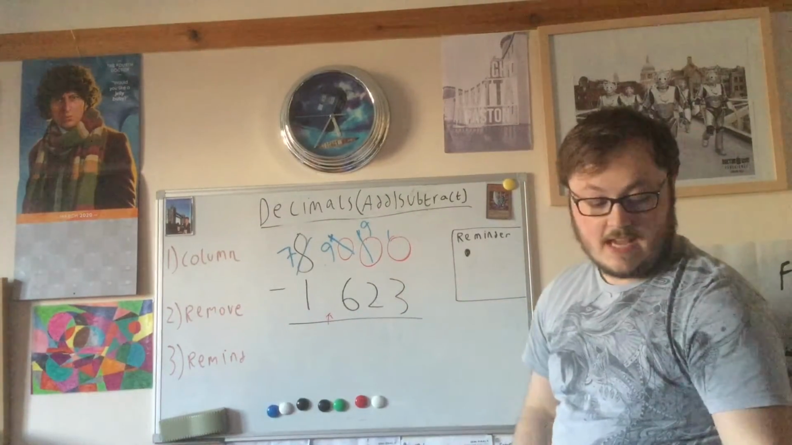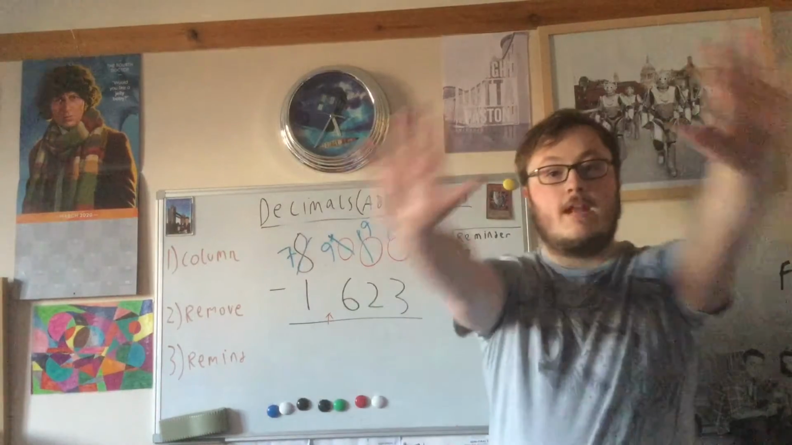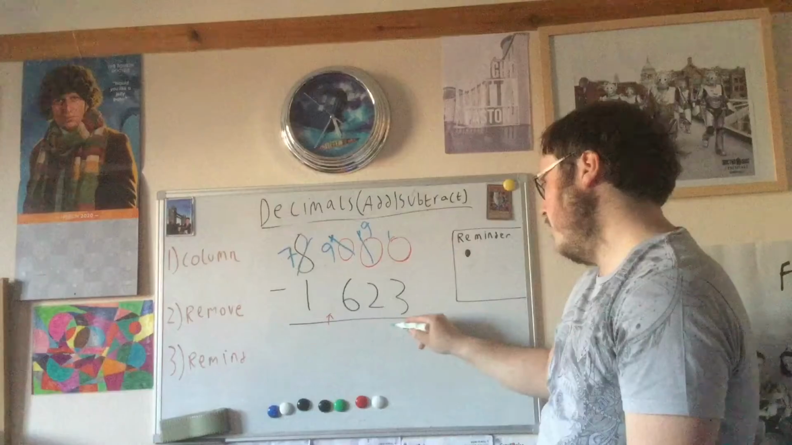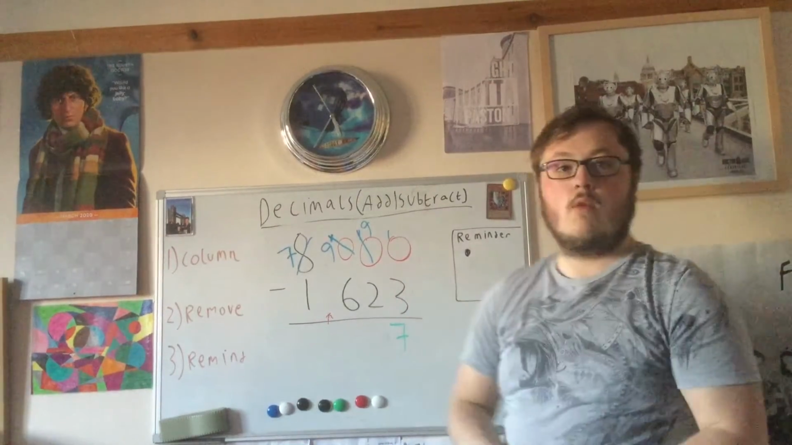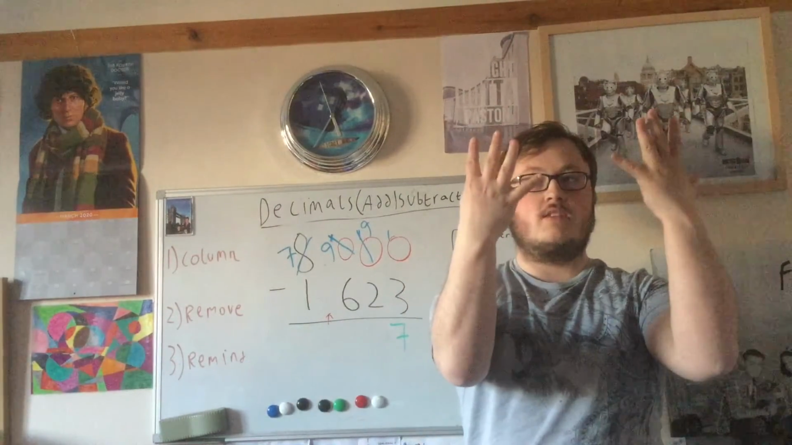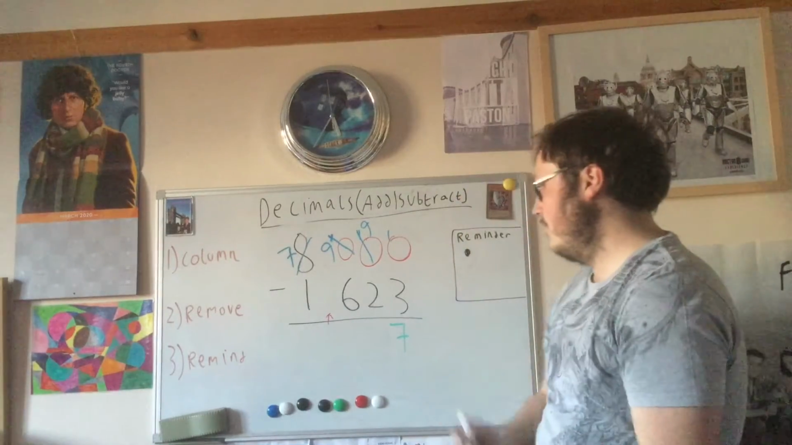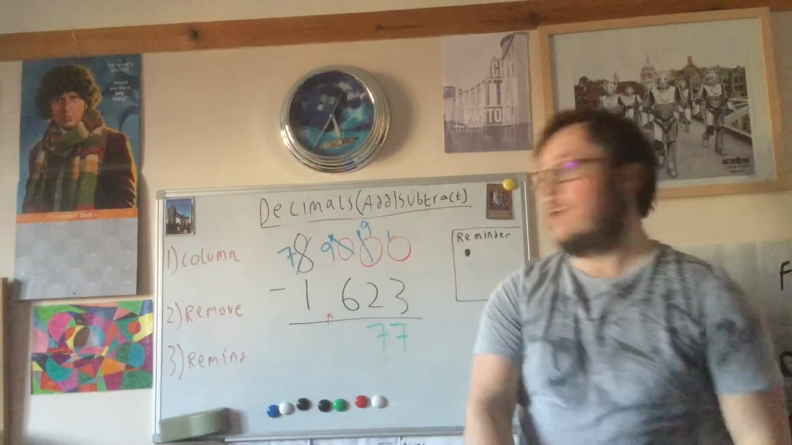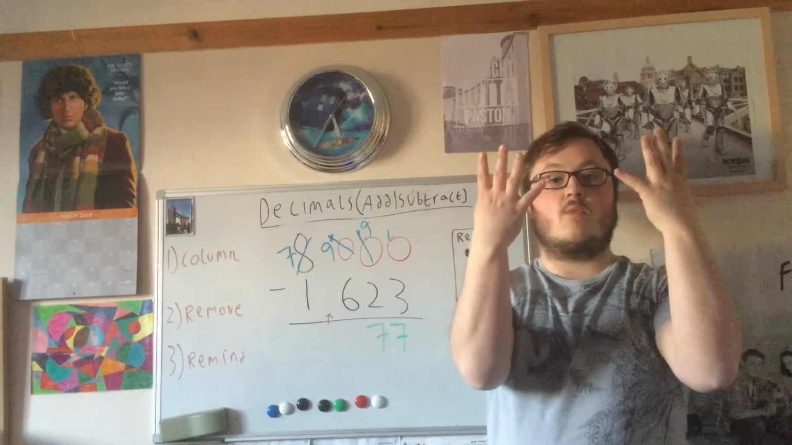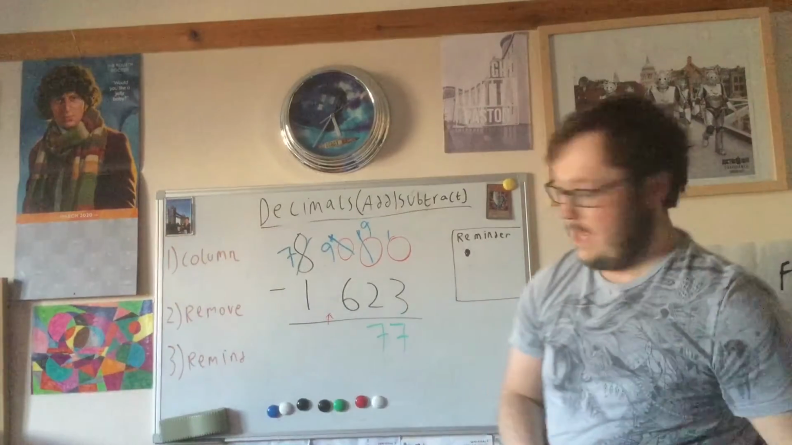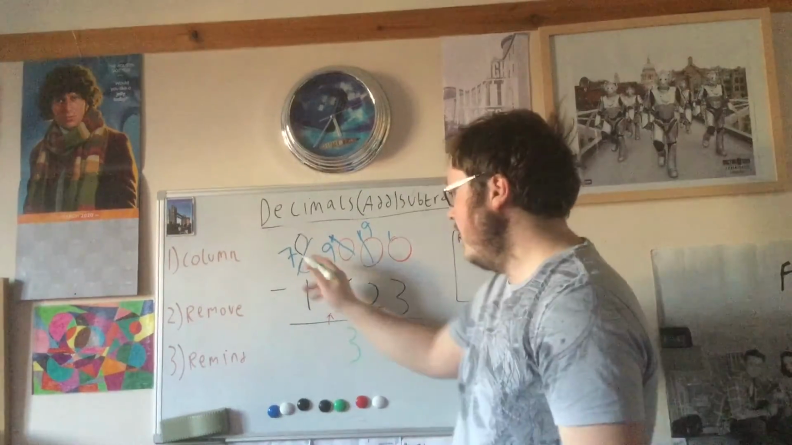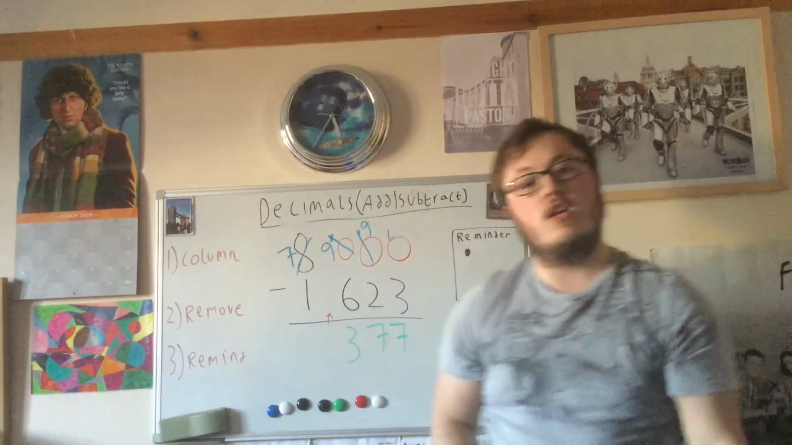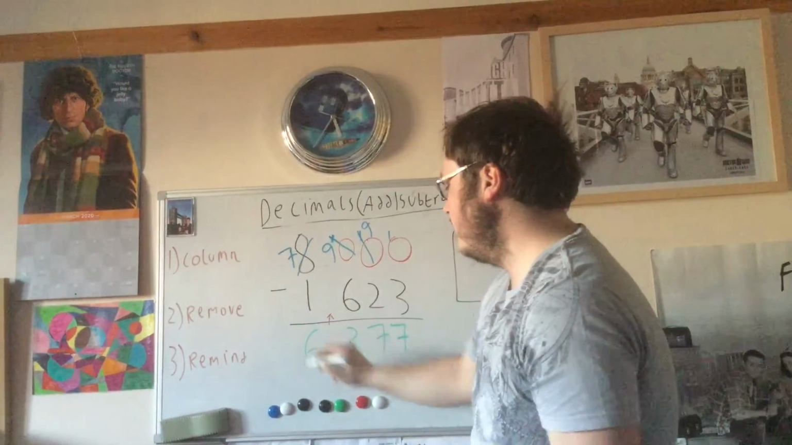What's 10 take away 3? We start with 10 fingers, take away 3. You will end up with 7. 9 take away 2. You start with 9 fingers, take away 2. You will end up with 7. 9 take away 6. You start with 9 fingers, take away 6. You'll end up with 3. 7 take away 1. Start with 7 fingers. You take away 1. You end up with 6.